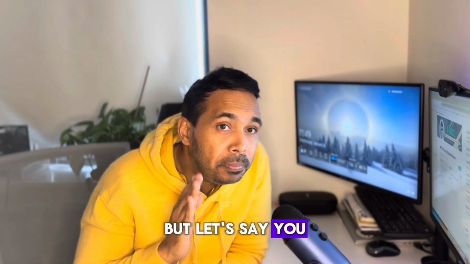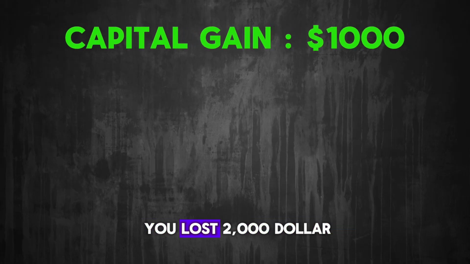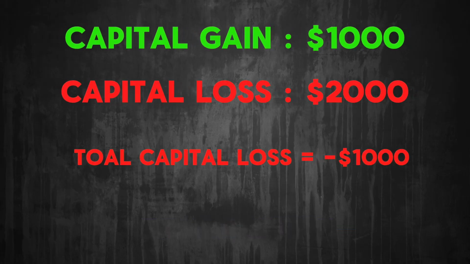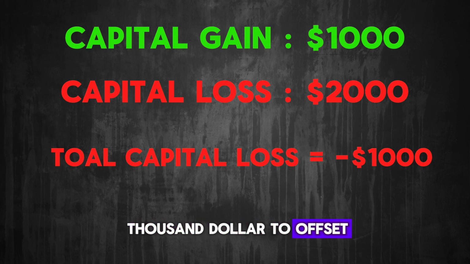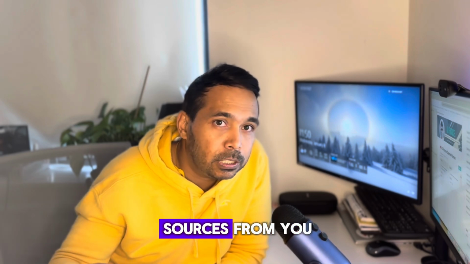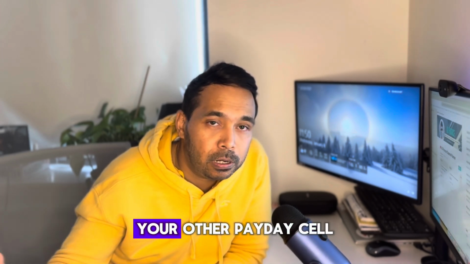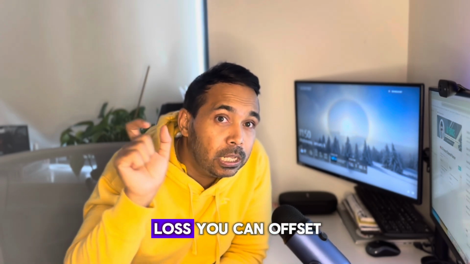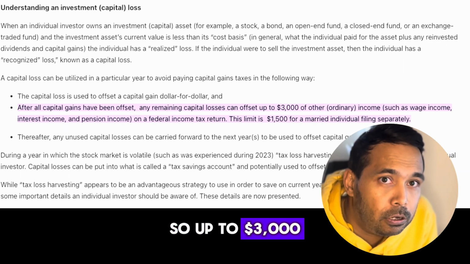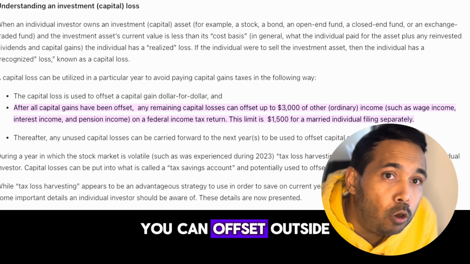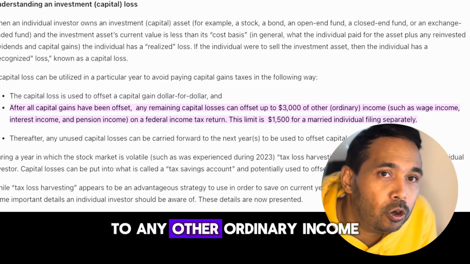But let's say you made $1,000 and you lost $2,000. So that is $1,000 capital loss on top of your gain. Remember, you can use that $1,000 to offset your ordinary income. By ordinary income, I mean any other income that you got from other sources, it could be from your employer, your side hustle, or any other income that you have. This $1,000 capital loss you can offset against that, and that limit is up to $3,000. So up to $3,000 capital loss you can offset outside of your gains, against any other ordinary income.